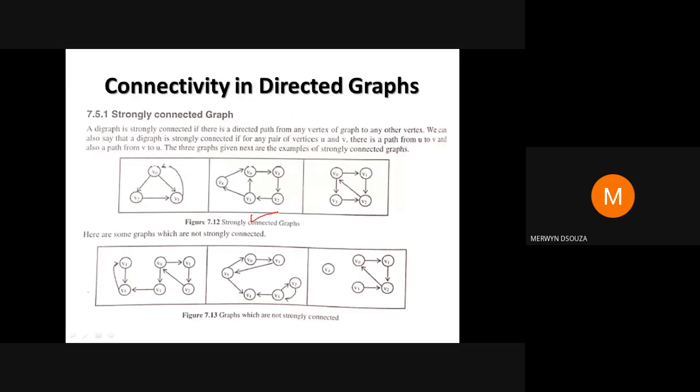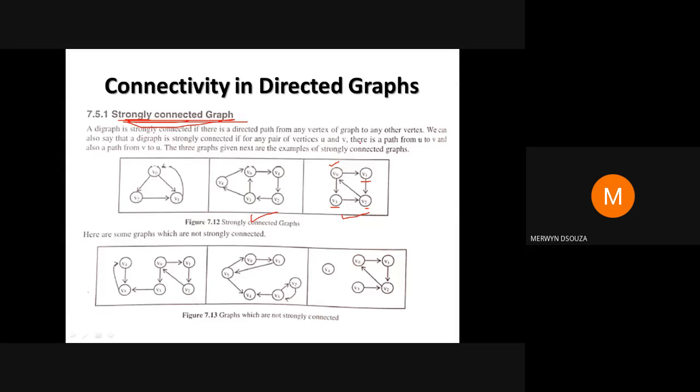Okay. Similarly, you can check for these other two examples that are given. Take any vertex and you should be able to reach the other vertices. Similarly, you take the other vertices and you should be able to reach the remaining vertices in the graph. Therefore, those graphs are known as strongly connected.